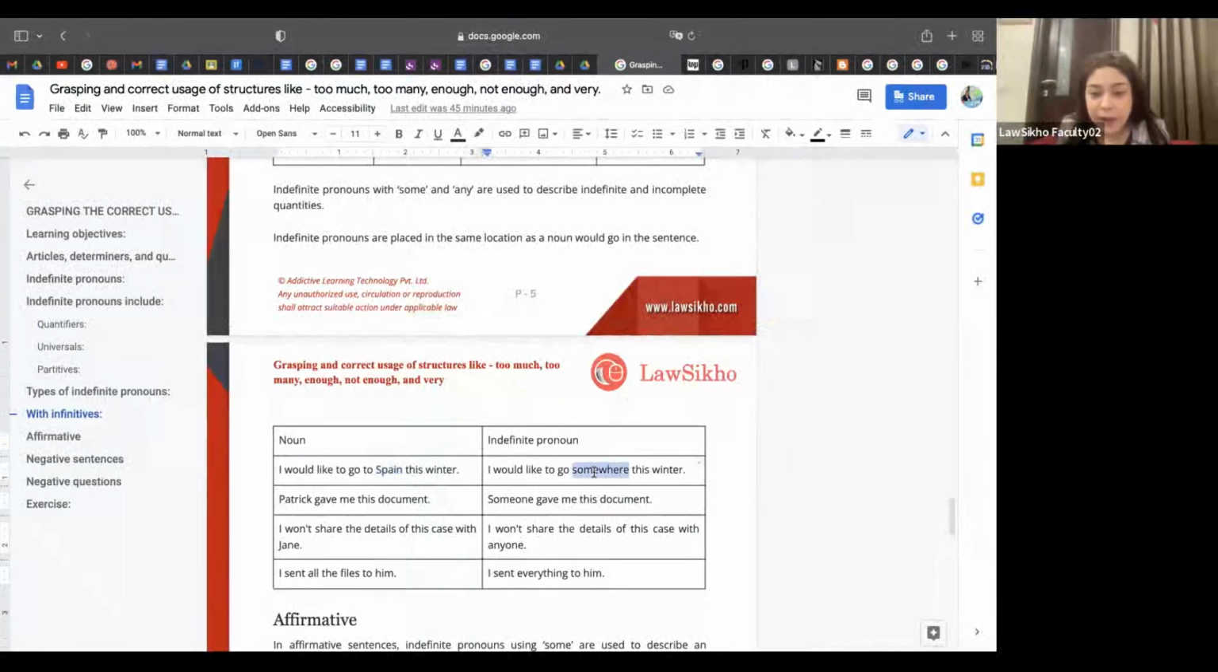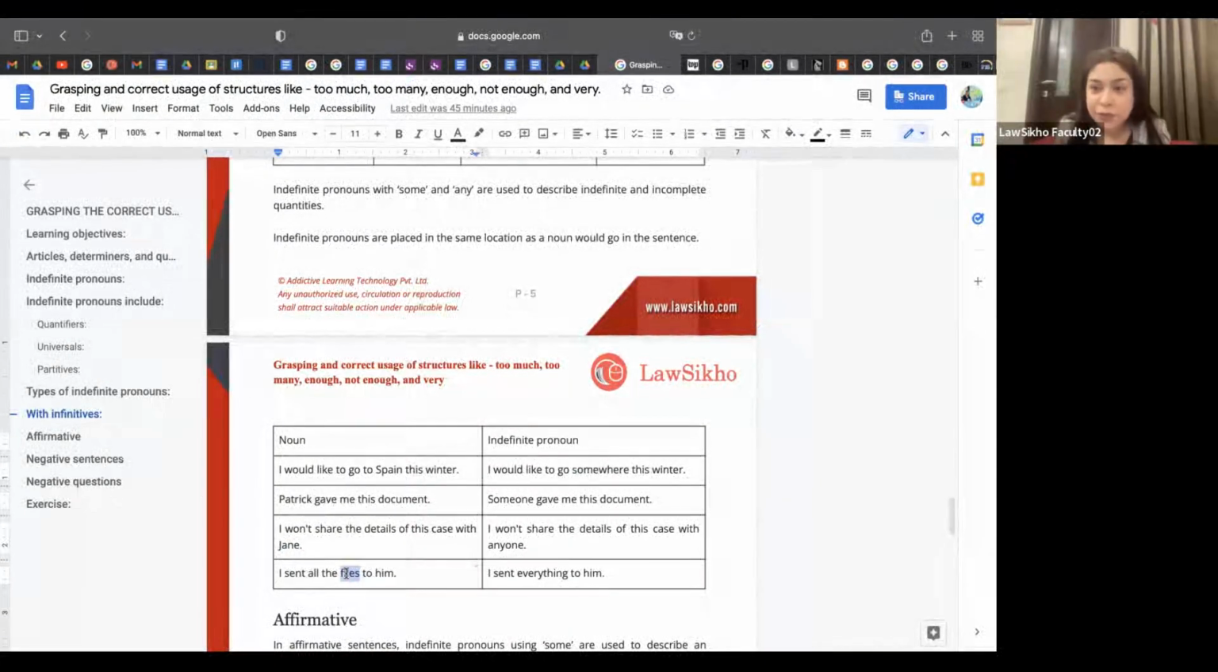I've used somewhere. Again, please keep in mind that I have used the indefinite pronoun at exactly the same place where I would use a noun. Patrick gave me this document becomes someone. I won't share the details of this case with Jane becomes, I won't share the details of this case with anyone. And I sent all the files to him becomes, I sent everything to him.